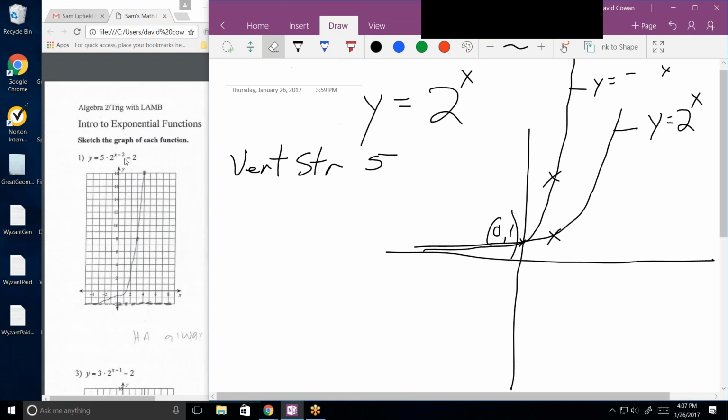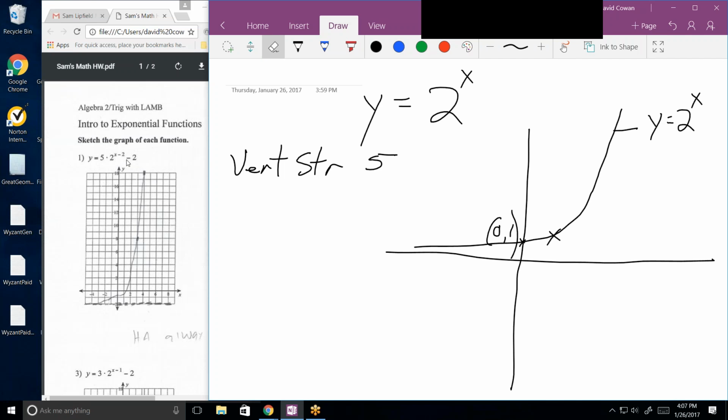Wouldn't that make it, I'm not sure. What would that do? Well, this is a little tough to see in exponential functions, and a little tough to explain.